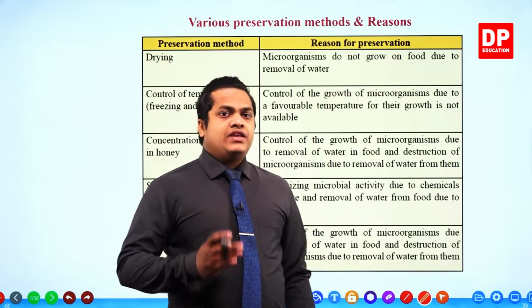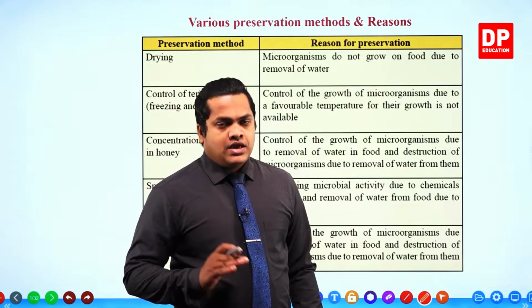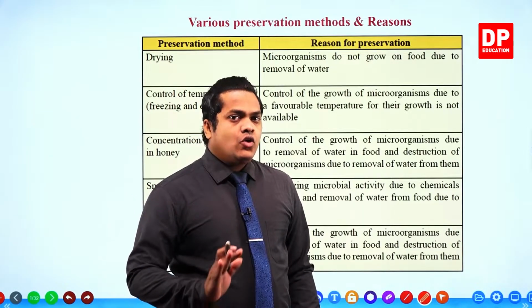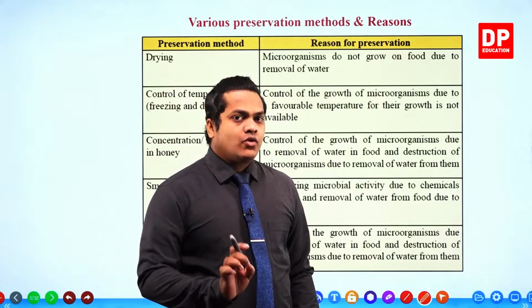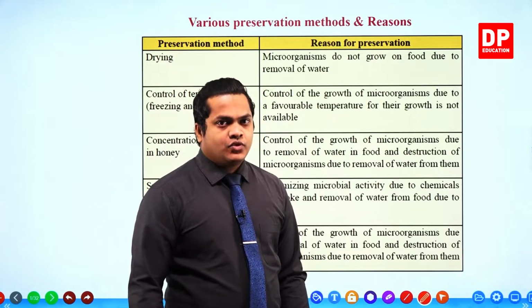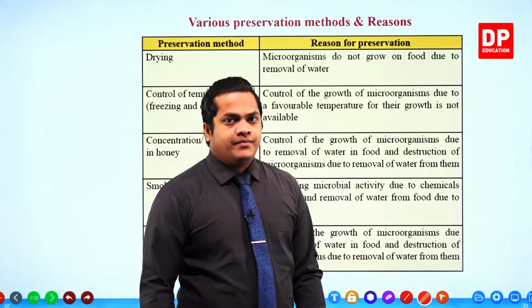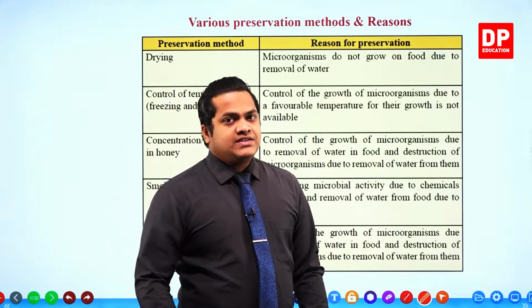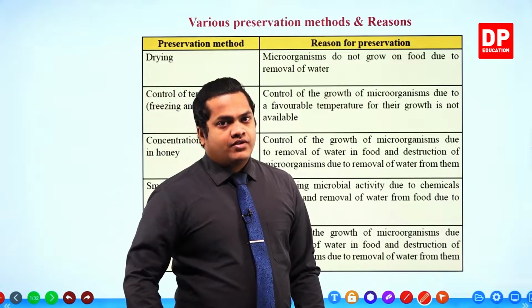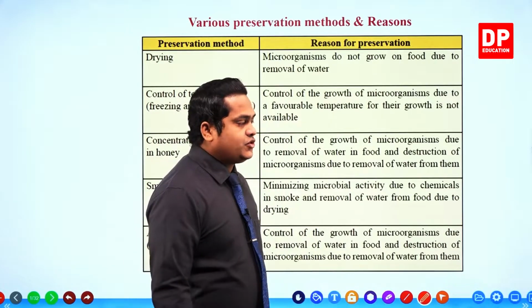We reduce the amount of water, and in that way, we are going to inhibit the growth of microorganisms. We inhibit the growth of microorganisms by the reduction of water. So water is an important factor for the growth of microorganisms. You remember it. Next one.